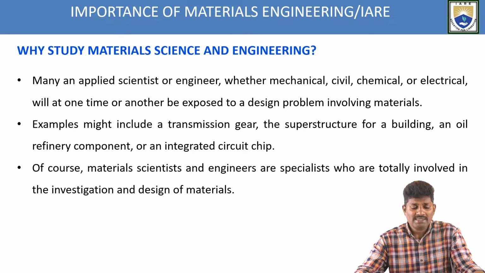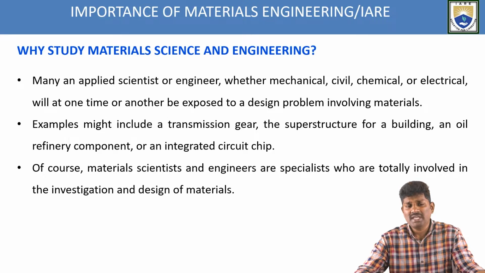Also, the examples might include the transmission gears in mechanical engineering, the superstructures for buildings, oil refinery components, and integrated circuit chips. So everywhere material science is involved, it is emerging. Wherever you have transmission gears, materials play a major role. Why? Because high temperatures and heavy working processes are there, so all this material has to withstand those high loads. There the material plays a very, very important role.